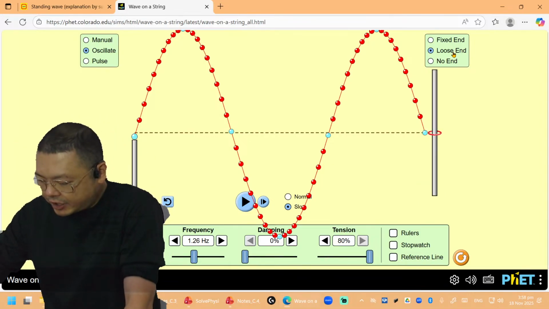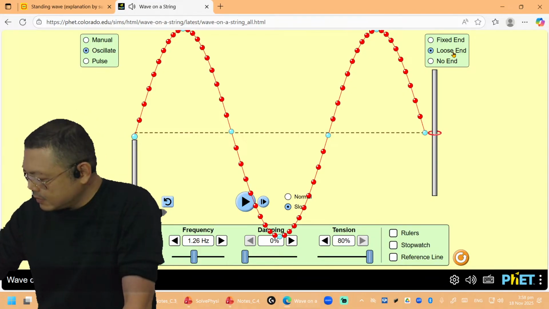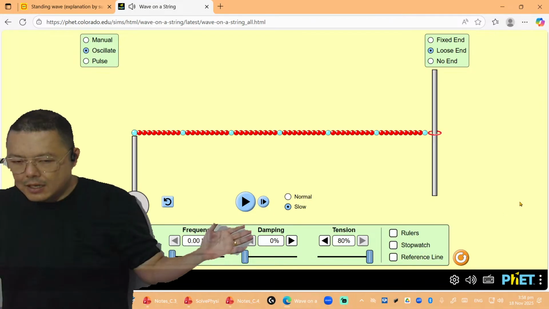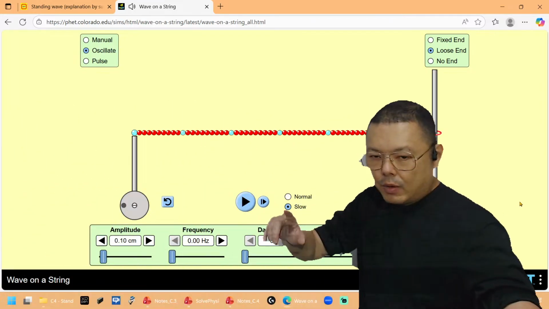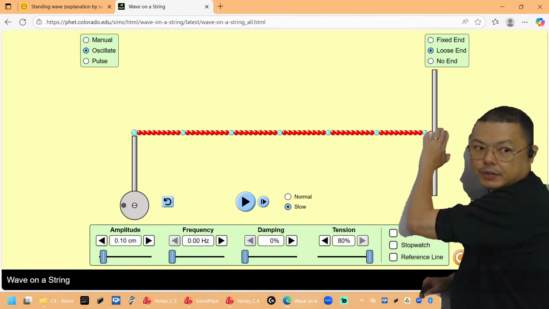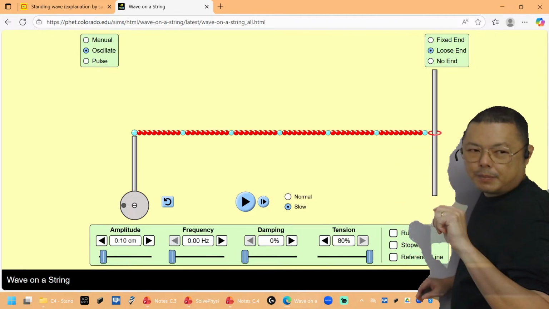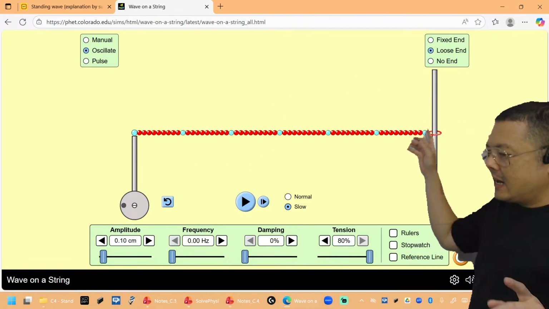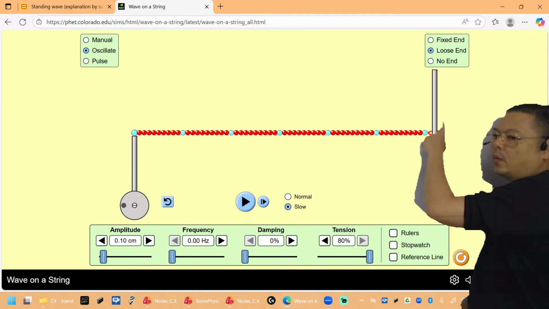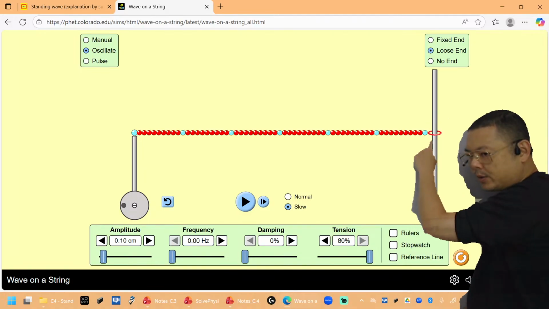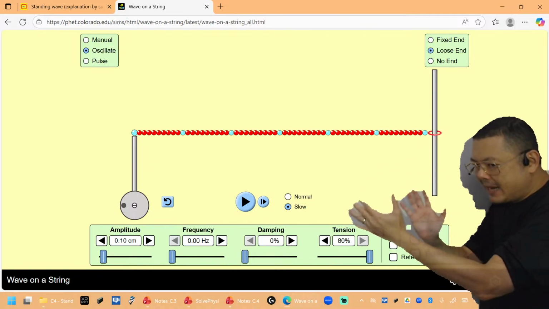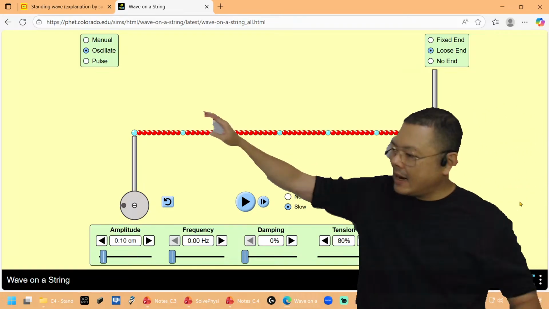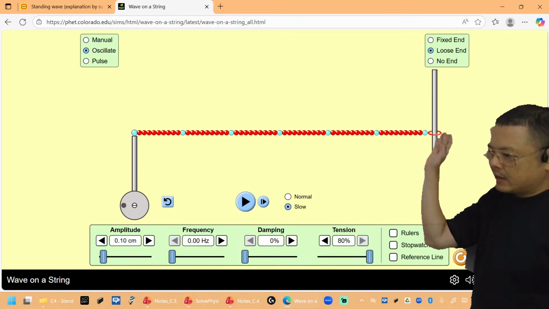What happens if I change it to a loose end? I reset the system, I go back to 0 again. Just now, when it was a fixed end, the first harmonic was what shape? The first harmonic was half a wave, correct? But now it's a loose end, which means that this end will be an antinode. So what's the most basic shape that you can get to get resonance in one end fixed, one end open?